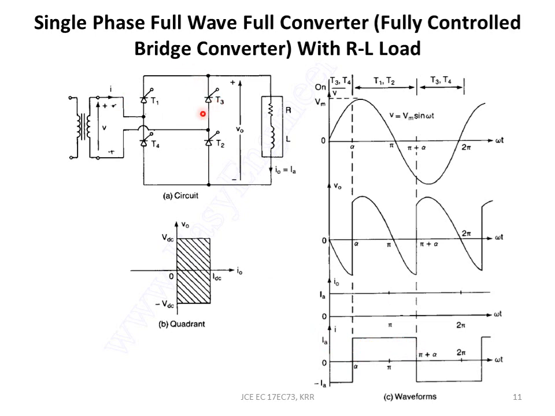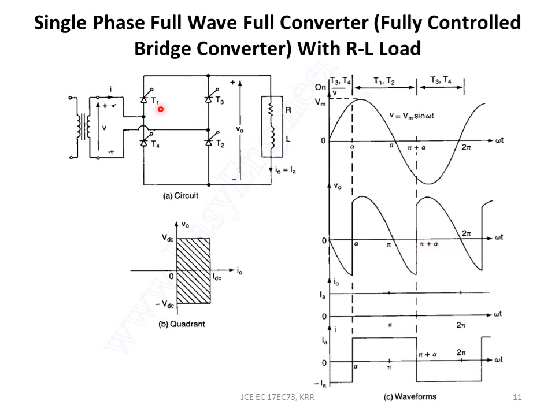And when T3 and T4 are conducting, the current will start from here, go here, and come back. In this case, it is a reverse current through the transformer that will be represented by the negative pulse. Who will carry this current? This will be carried by T3 and T4. So T1 and T2 will carry the current from alpha to pi plus alpha, and T3 and T4 will carry the current from pi plus alpha to 2 pi.